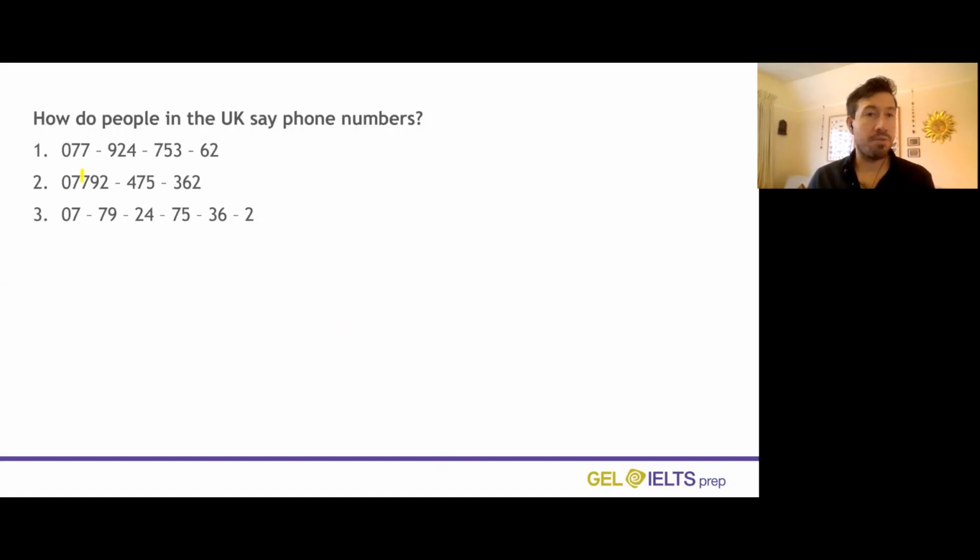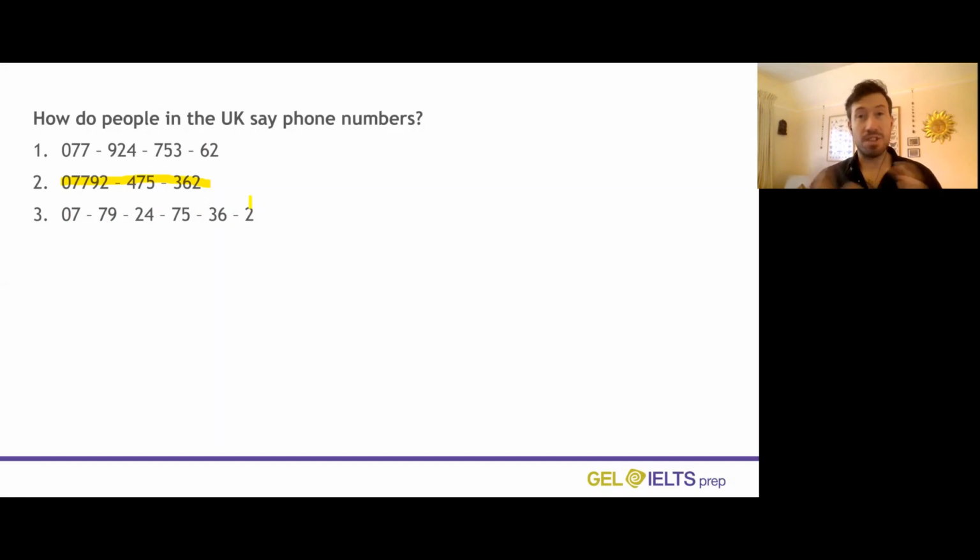Right. Well, the first one, 077 924 75362, sometimes people would use that one. So that one's okay sometimes, but it's not the most common way of doing it. The most common way of doing it is this one. It would be 07792 475 362. That's generally how most people will tell you their phone numbers if they're from the UK. So knowing that can be quite useful. That's how we group things together. Number 3, no one ever uses this way of doing it.